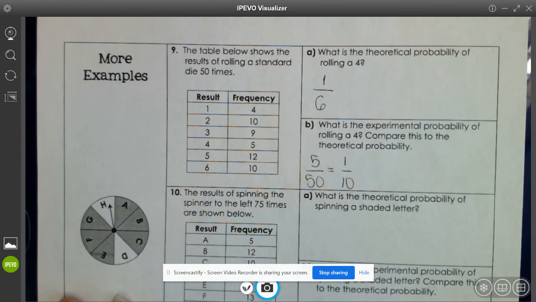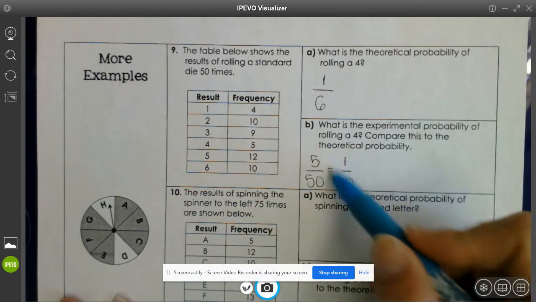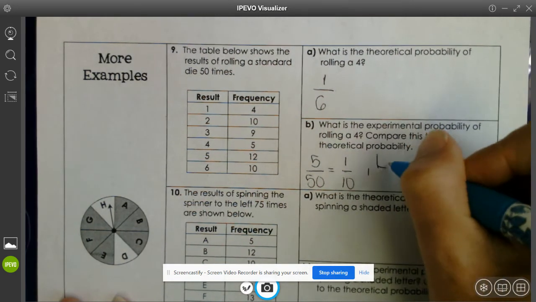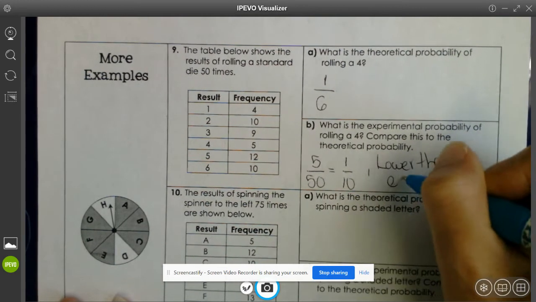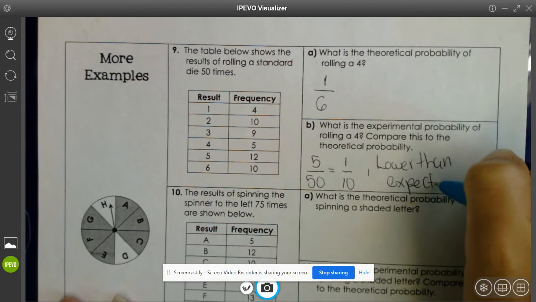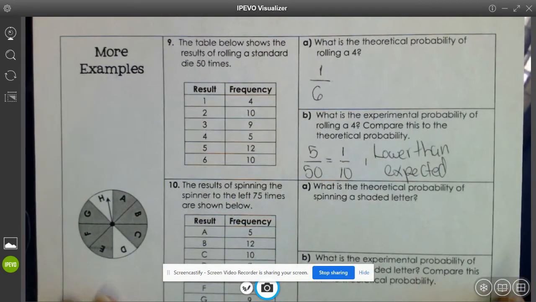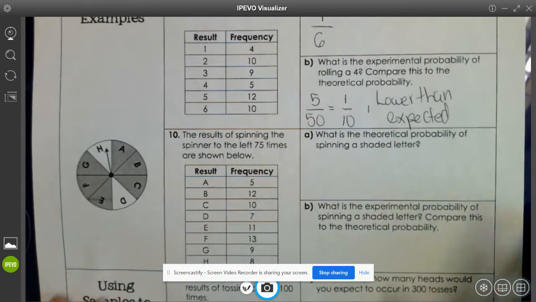Now on this one, to compare it, well, this is definitely lower than that. So lower than expected, right? Because this fraction is smaller than this one. Okay, so that's kind of a comparison between the two. All right, let's do another one.